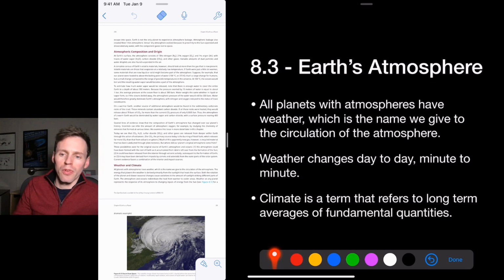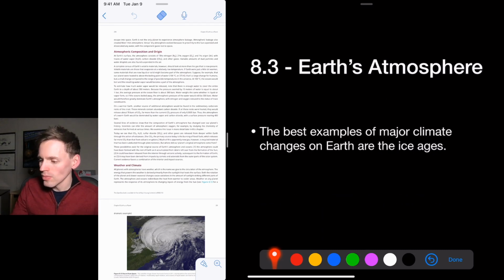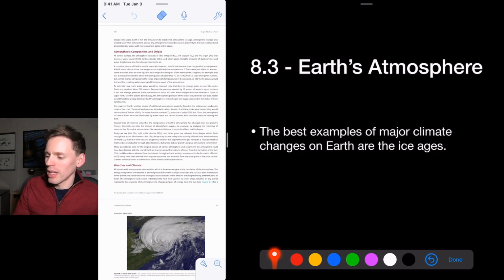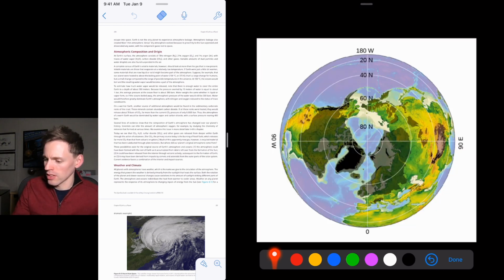Climate is the term that refers to the long-term averages of fundamental quantities, like the average temperature in the summer, or the average temperature in the winter, or the average number of hurricanes per season. So the best example of major climate change is when Earth goes through periods called ice ages. The last ice age ended about 14,000 years ago and lasted about 20,000 years.